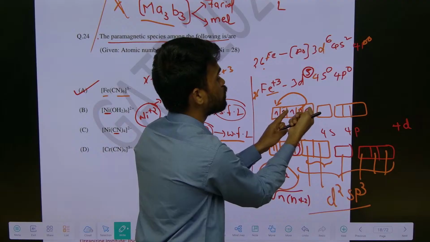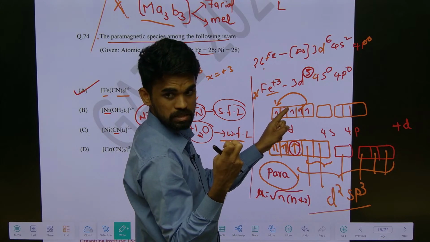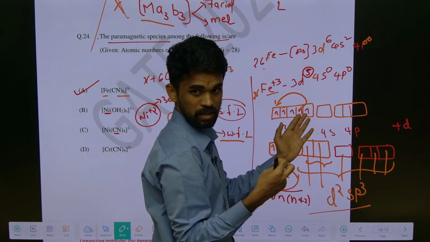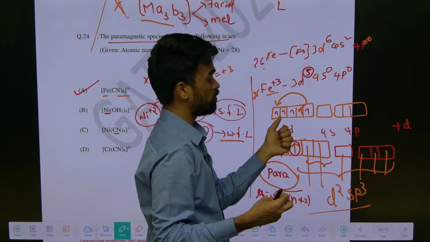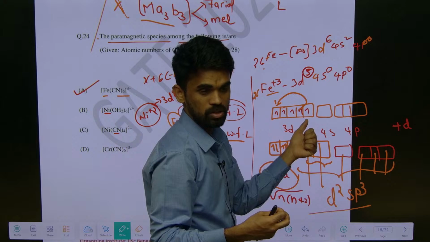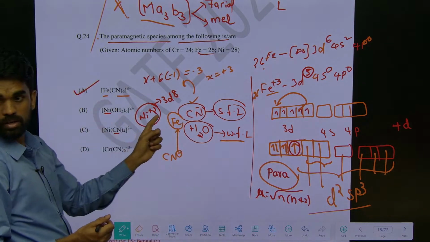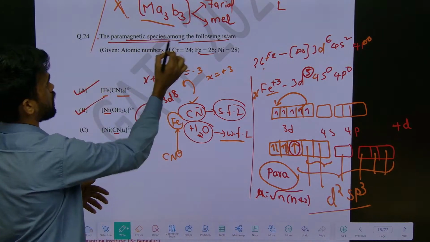See, even if you pair this, we are not able to create 2 empty orbitals. And water is a weak field ligand, so it does not have the capability to pair up. So it will use this empty one. So we are having unpaired electrons. So is it diamagnetic or paramagnetic? This one, paramagnetic. Okay, this is also paramagnetic. They are asking paramagnetic only.